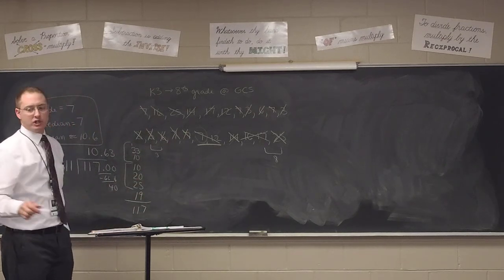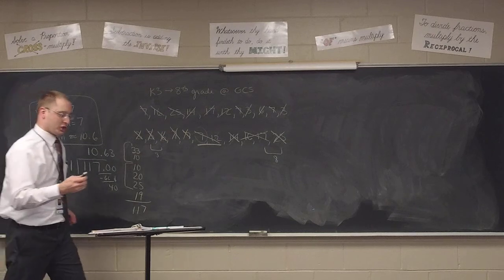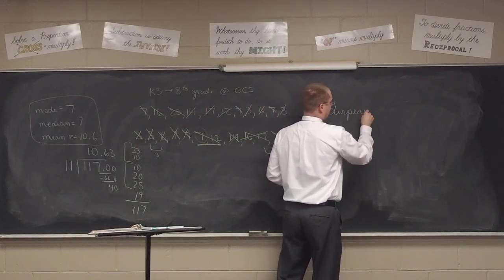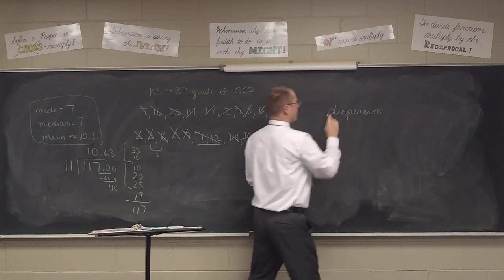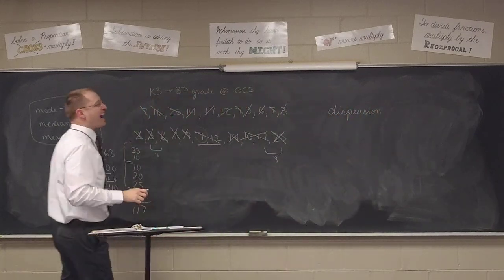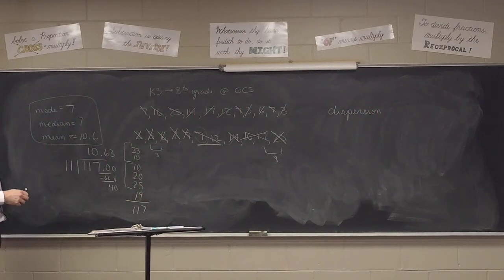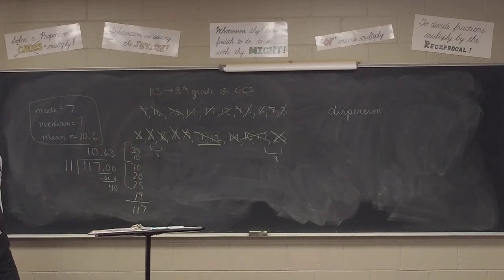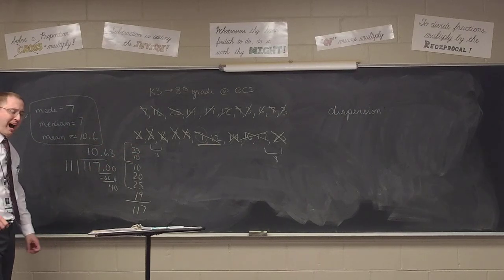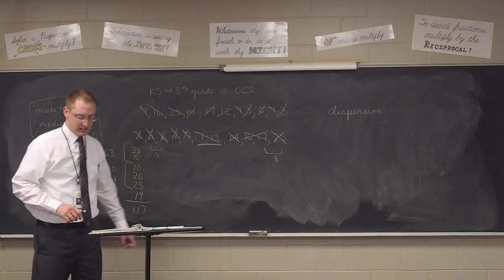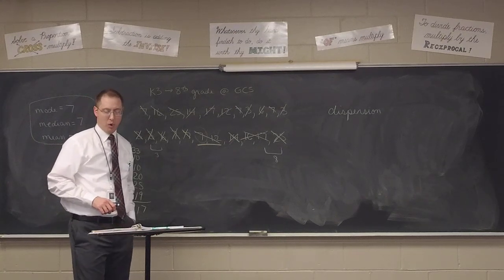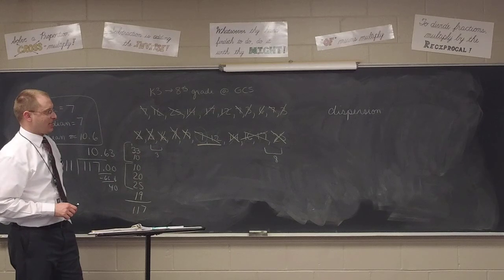There's a new term I want you to write down on this paper that you've got. It's the term dispersion. Dispersion refers to how widely the values in a data set are spread out. And we've got quite a bit of spread out here, don't we? Especially at the upper end. Dispersion refers to how widely values in a data set are spread out.